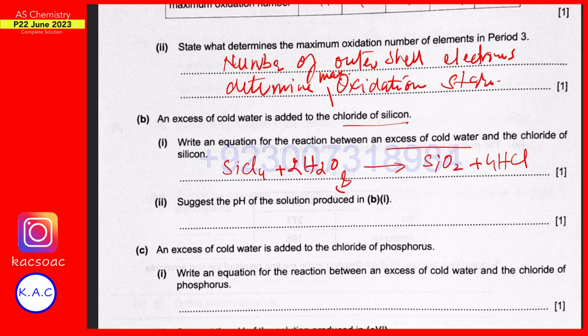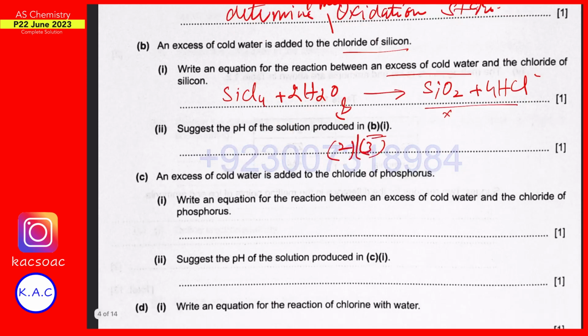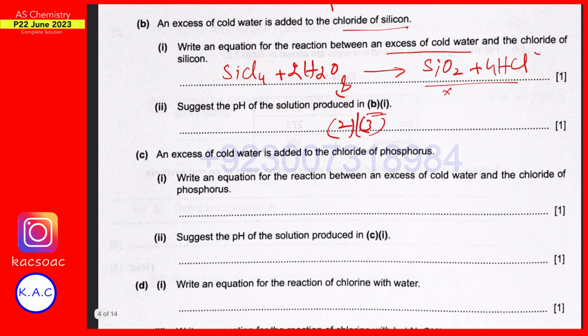Suggest the pH of the solution formed in B1. This one is not water soluble, just HCl is water soluble. So you can write 2 or 3.